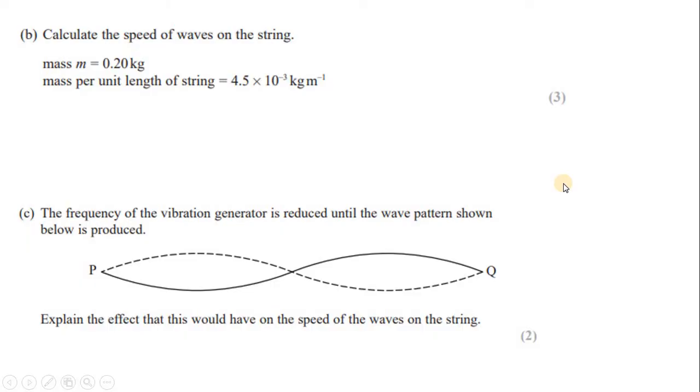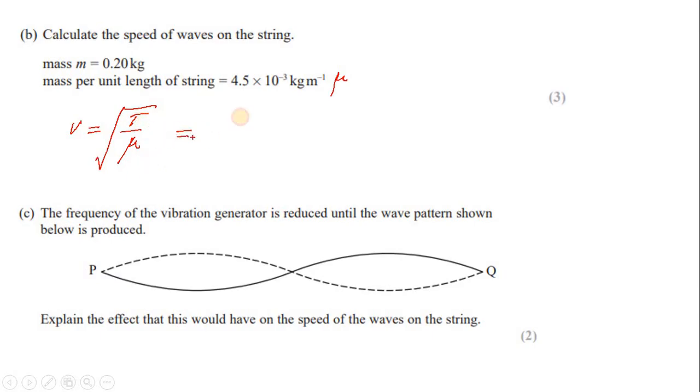Calculate the speed of a wave on the string. The mass hung is 0.2 kg. The mass per unit length of the string is given. Remember, mass per unit length is your mu, and in your formula sheet you will find a formula for this particular case. So the speed of the wave in this case, v, is the square root of T by mu, where T is the tension in the string and the tension is due to the hanging mass.